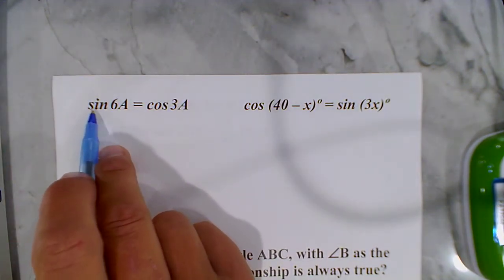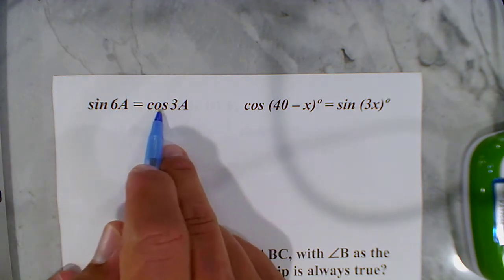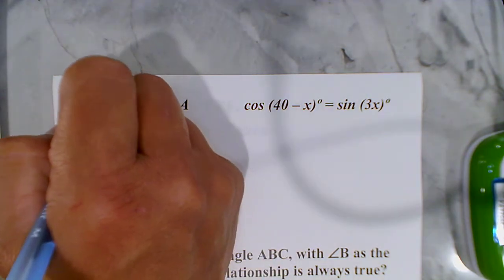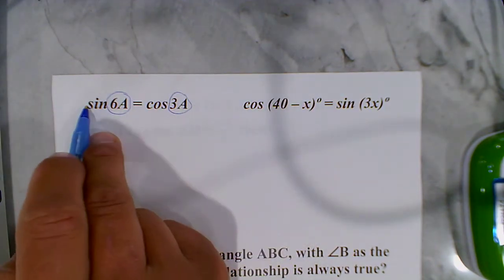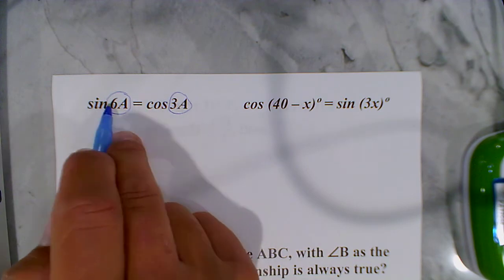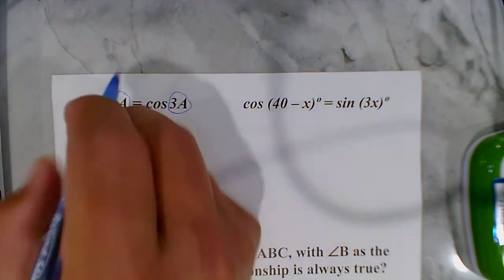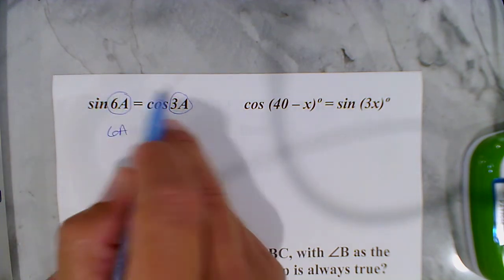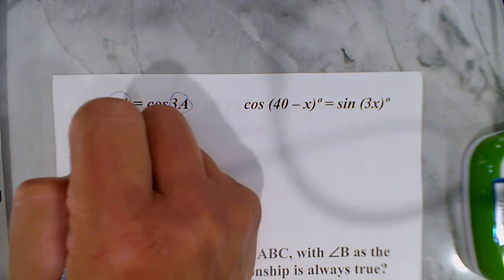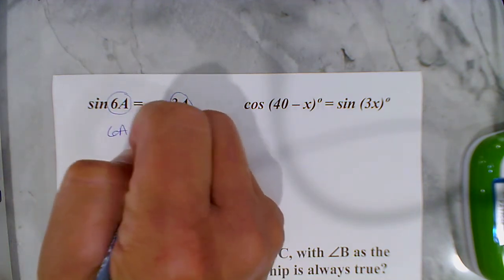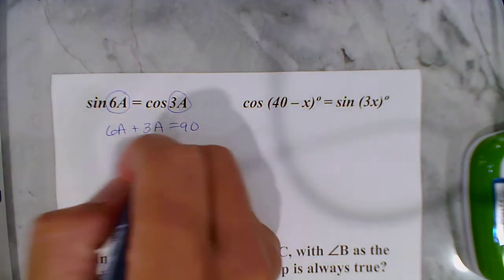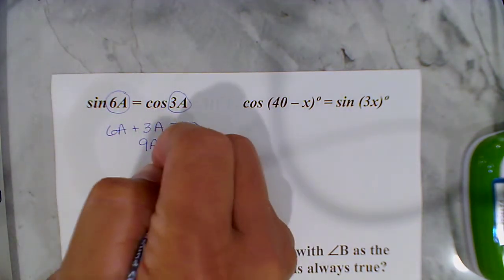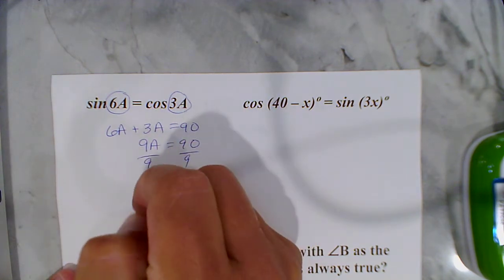So, in this case, I have the sine of 6A is equal to the cosine of 3A. That makes 6A and 3A the angles. Sine only equals cosine when the angles are complements. So forget about the sine and the cosine, because you see sine of something is equal to cosine of something, you know the two angles have to add to 90. So you would write 6A plus 3A equals 90. Solve the little equation, that's 9A equals 90, divide, and A is 10.